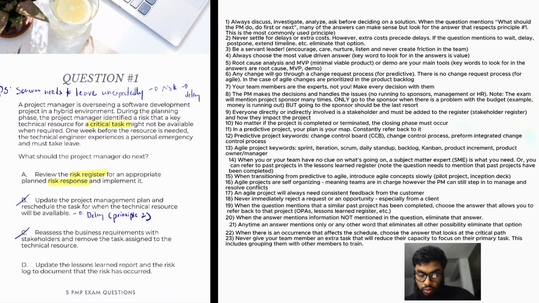D, update the lessons learned report and risk log to document that the risk has occurred. All right, fine. I wouldn't really use lessons learned over here right now, but risk log to document that risk has occurred. Okay, if we document that the risk has occurred, does it really solve the problem? It's not complete. It doesn't really solve the problem. We're just made aware of it. A is going to completely solve the problem. So I'm going to choose A. That's going to be my final answer. Let us see what the solution actually is.